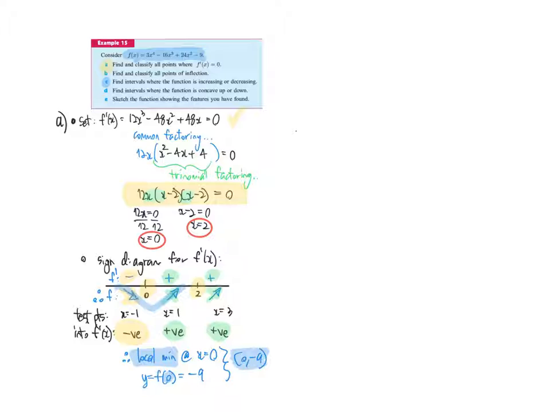So this is part A. Part C, from the sign diagram below, we can see where it's increasing. It's increasing on the interval of 0, 2. So that's the interval, not including 0 or 2. Decreasing. It's decreasing on, actually it's increasing in two intervals. So it's 0 to 2, and from 2 to positive infinity. It's decreasing from -infinity to 0.